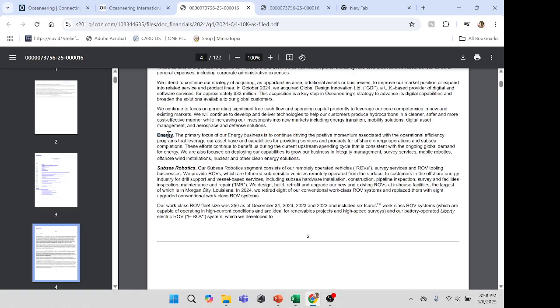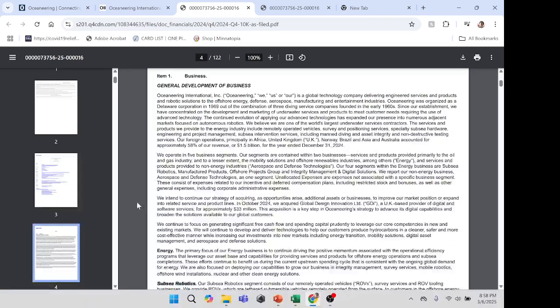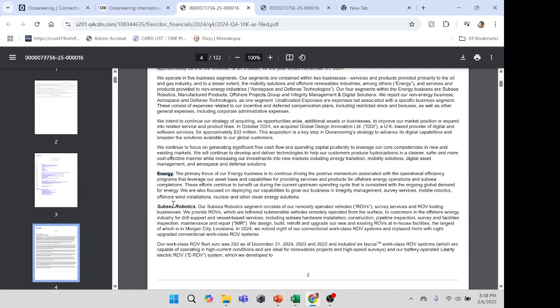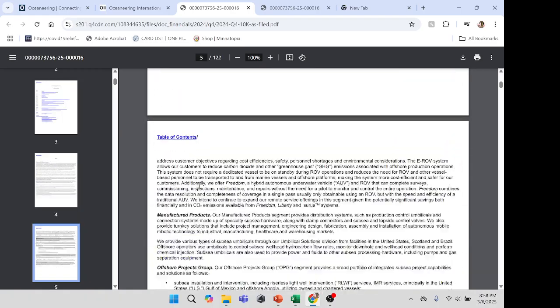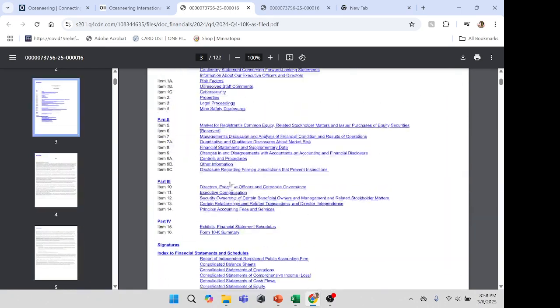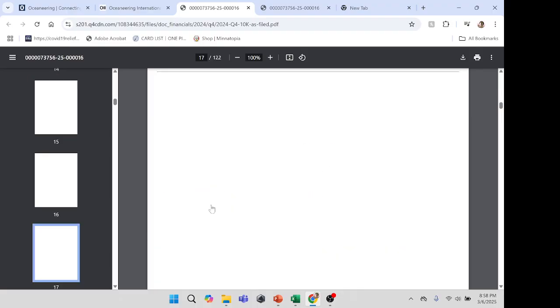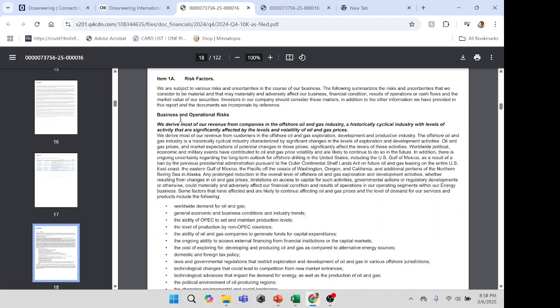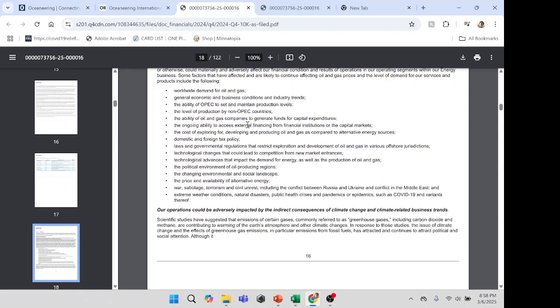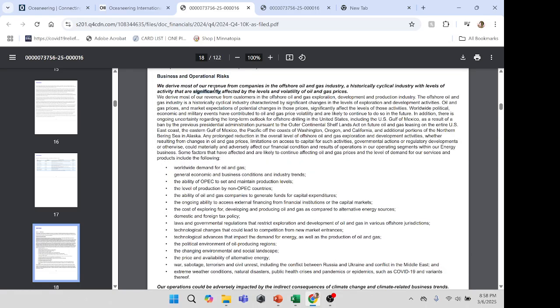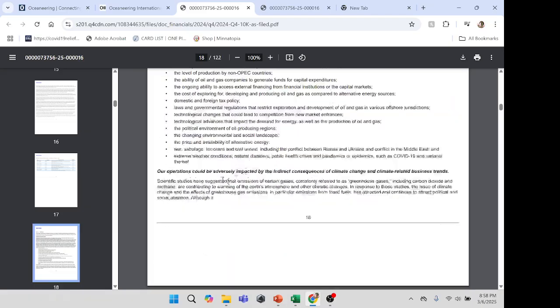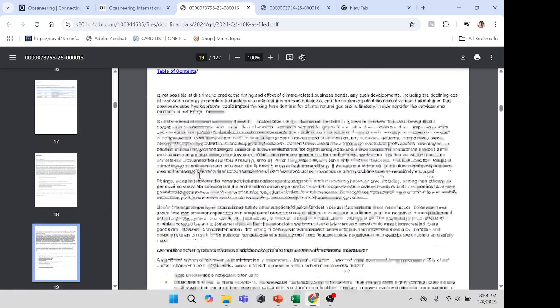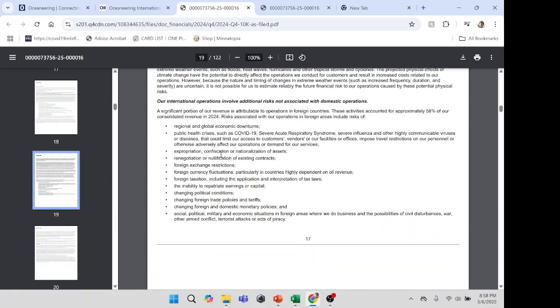Here they bolded some of the items: energy, subsea robotics. So that is their business. Their business is energy and subsea robotics. And then you would go to risk factors, and you would see in the risk factors there is business and operational risk. Usually I would focus on the bolded items here, and then just start reading.